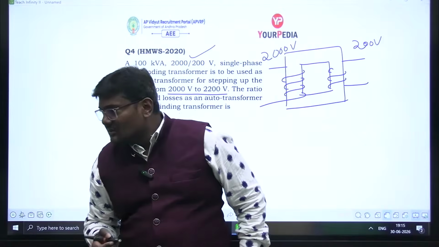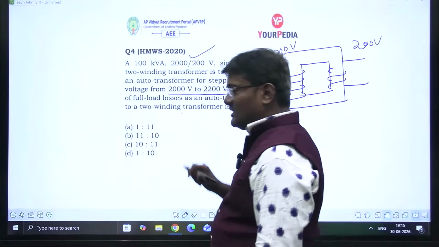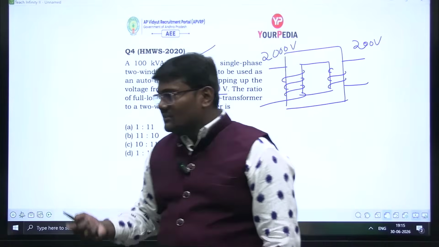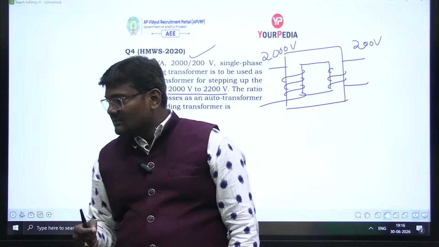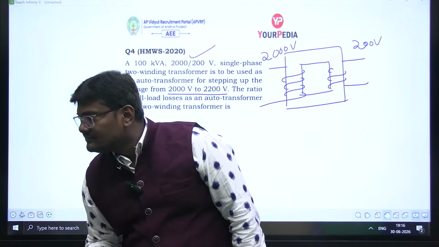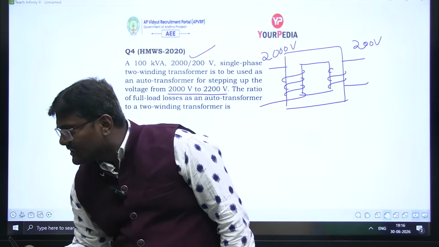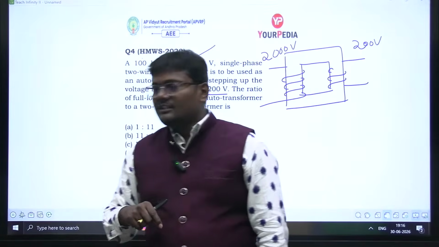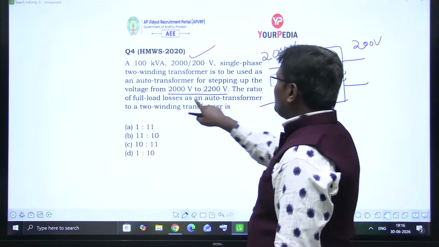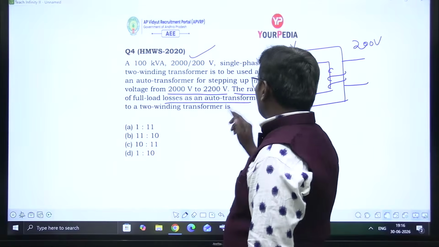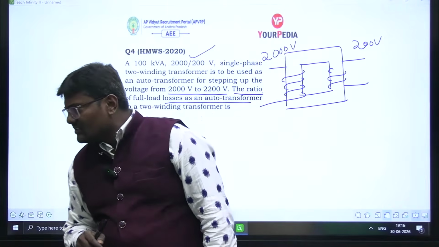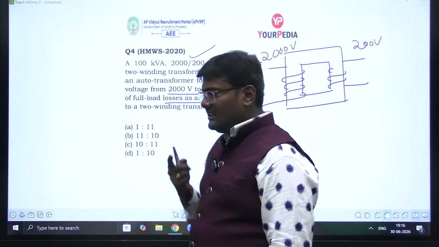So for the normal transformer, what is the answer? Anyone guess here? Are you satisfied with the previous question? I will send the question paper PDF after the class, definitely with answers. Okay, don't worry. So the ratio of full load losses as an auto transformer to a two winding transformer. Any guess? Someone is giving the answer D.